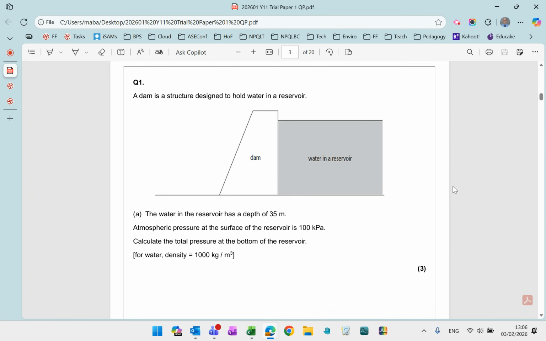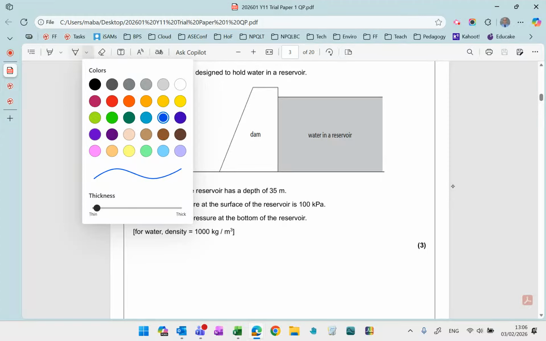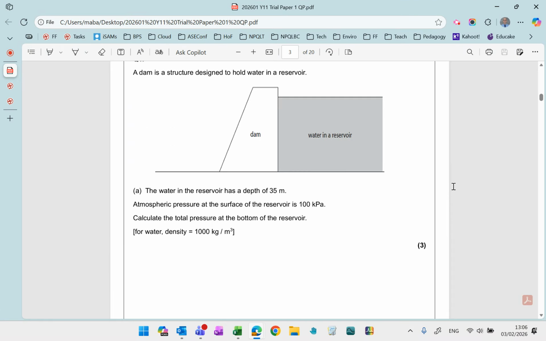Okay, so this is the review of the Year 11 trial exam for 2026. This is paper 1, and the first question is all about a dam. It asks you to calculate the total pressure at the bottom of the reservoir. Straight away, I'm just going to highlight that for you. It's the total pressure that they're after.